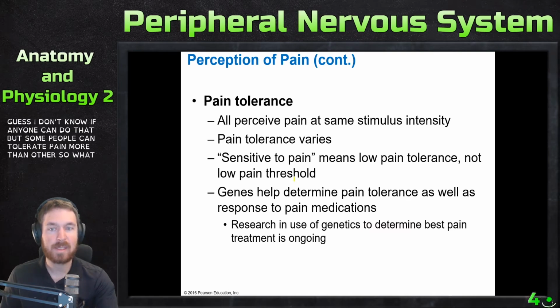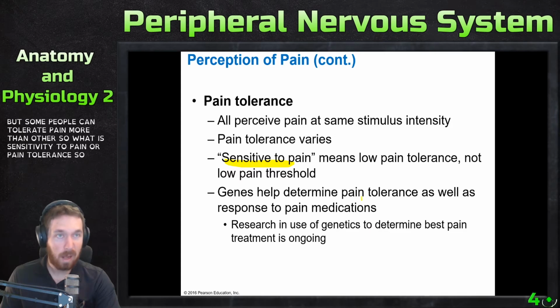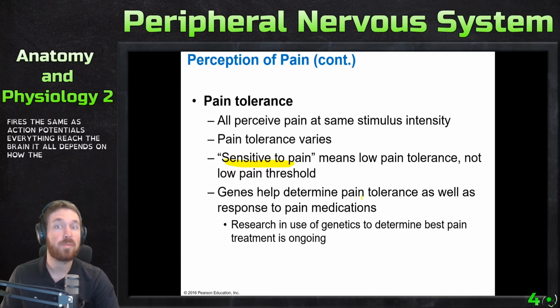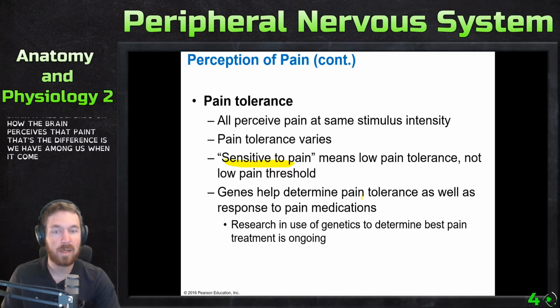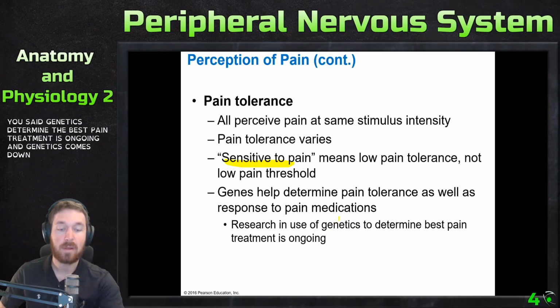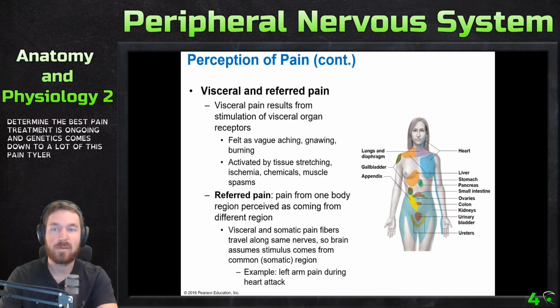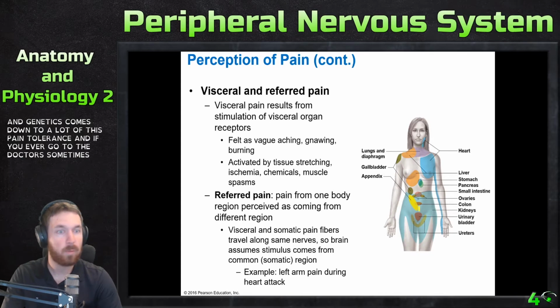So what is sensitivity to pain or pain tolerance? Everyone fires the same amount of action potentials. Everything reaches the brain. It all depends on how the brain perceives that pain. That's the difference we have among us when it comes to pain tolerance. So research on the use of genetics to determine the best pain treatment is ongoing, and genetics comes down to a lot of this pain tolerance.